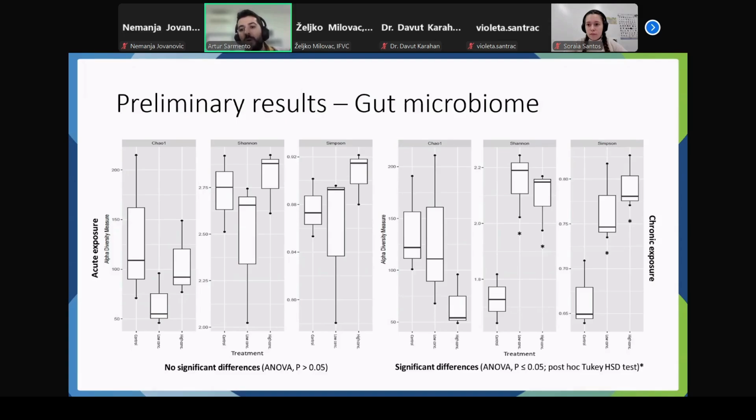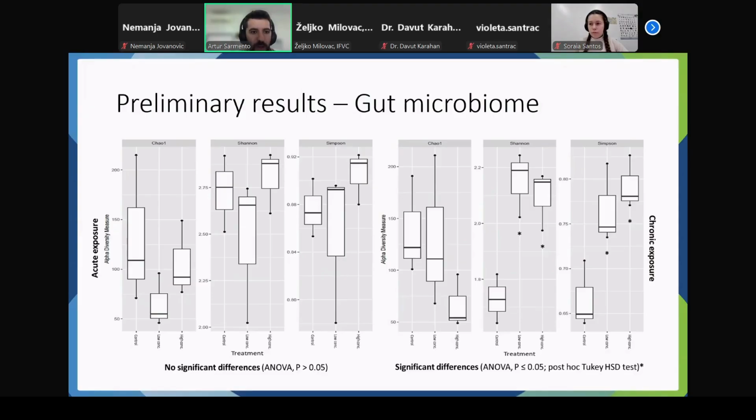Okay? But on the other hand, if the rare species remain constant across treatments, Chao1 also stays stable. But this does not happen, which means that maybe we had changes not in the main species, but in the rare species of the gut microbiome bacteria, okay?